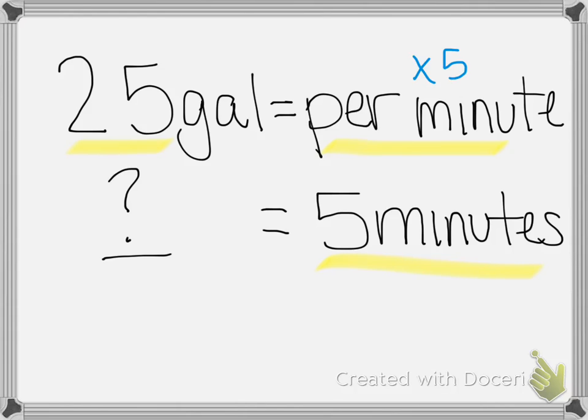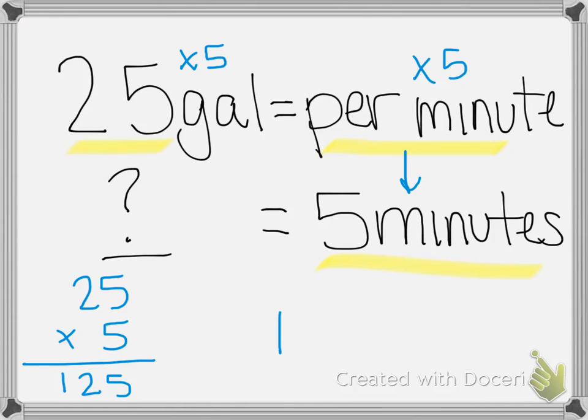by 5, which will give us 5 minutes, but we need to do the same to the other side like before. So 25 times 5, well, we know 25 times 4 is 100, add another 25, and that gives us 125. So I can fill 125 gallons in 5 minutes.